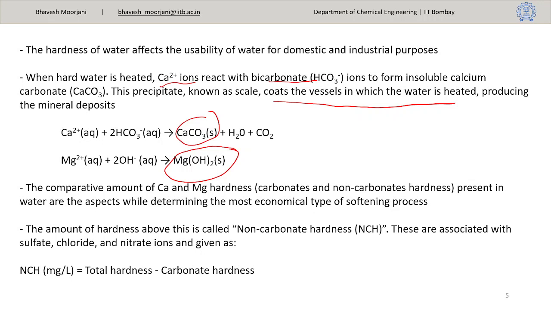Now, the comparative amount of calcium and magnesium hardness, both carbonate and non-carbonate, present in this water are an important aspect while determining the economical softening process. So, why softening? As we were discussing last time also, from an industry point of view, we have to maintain the norm of wastewater.